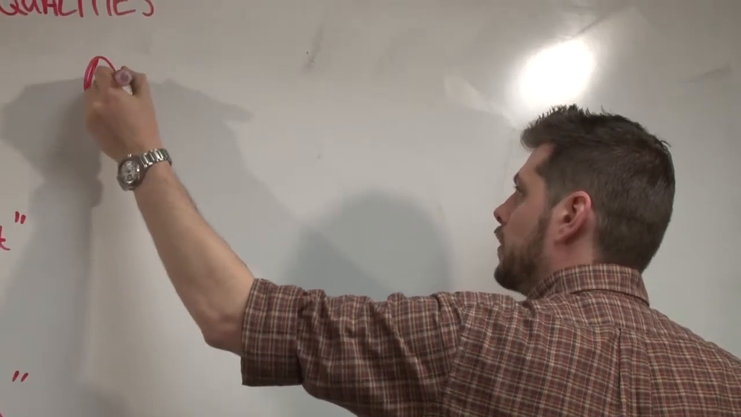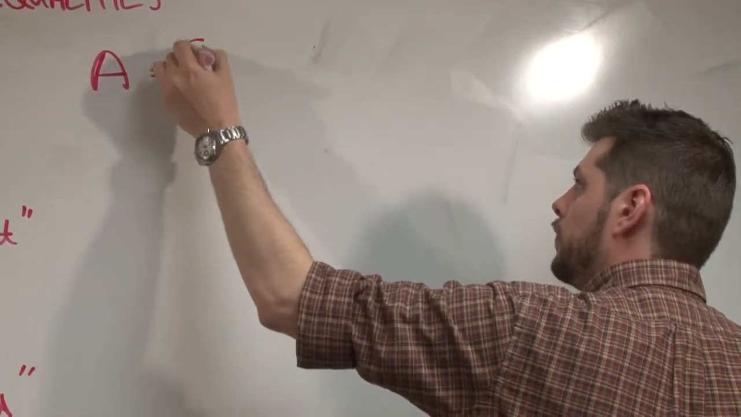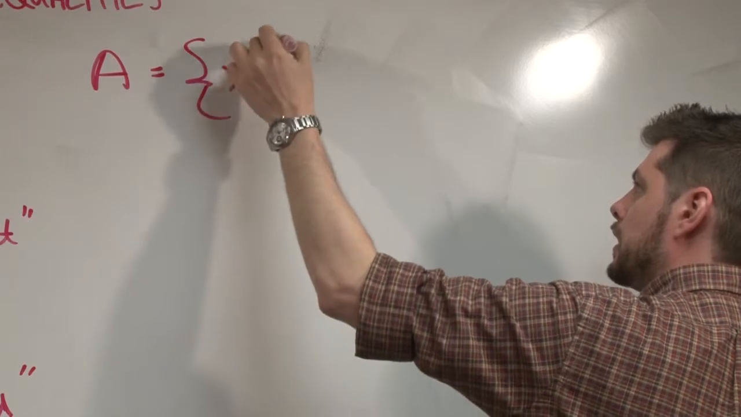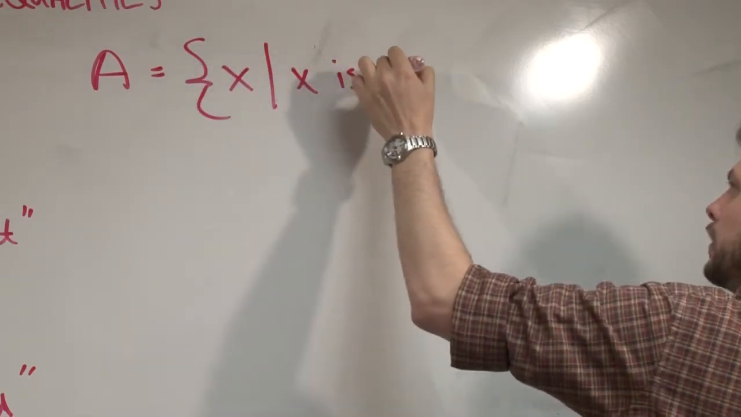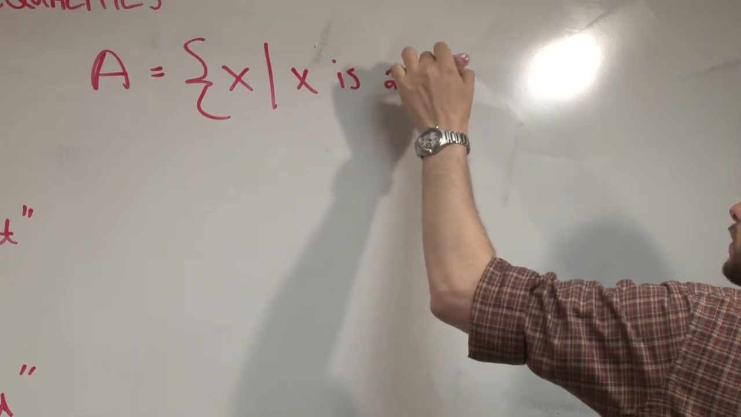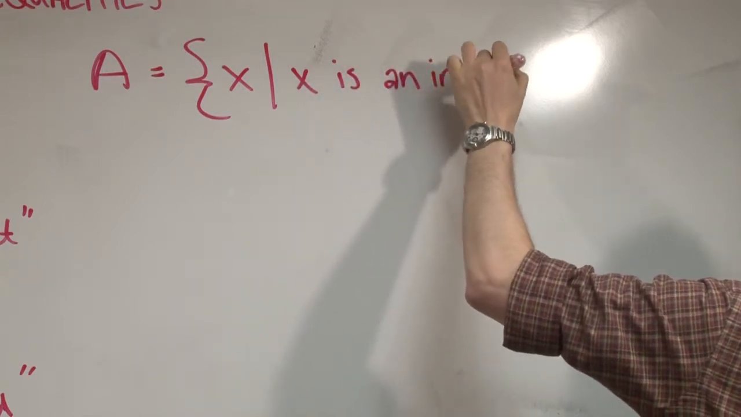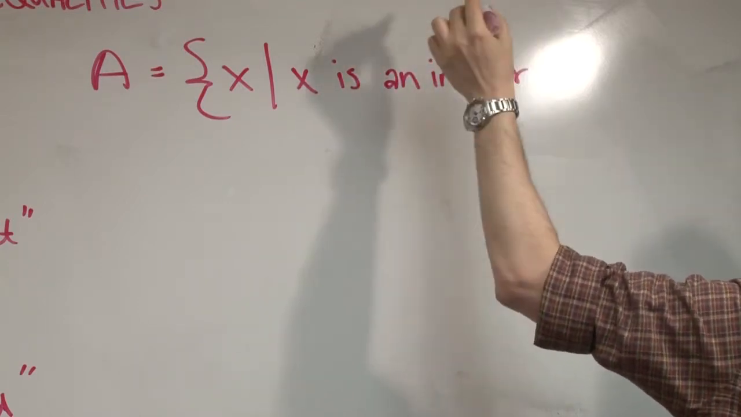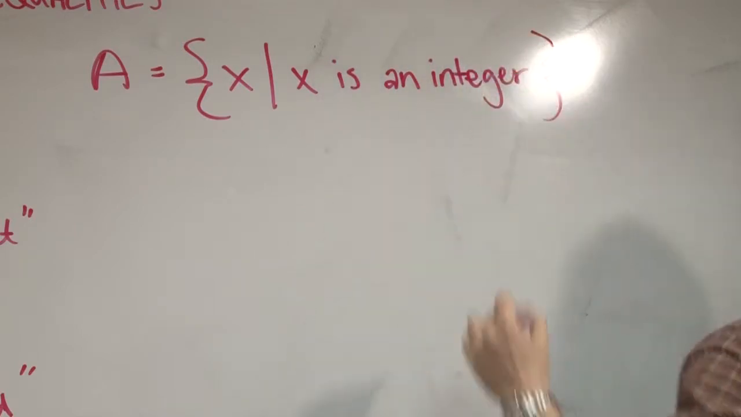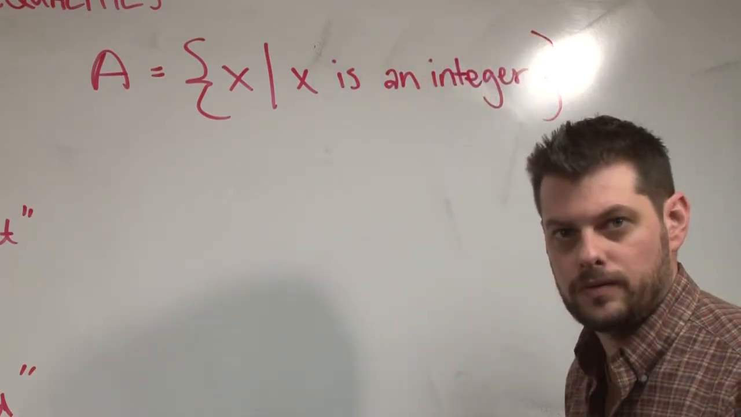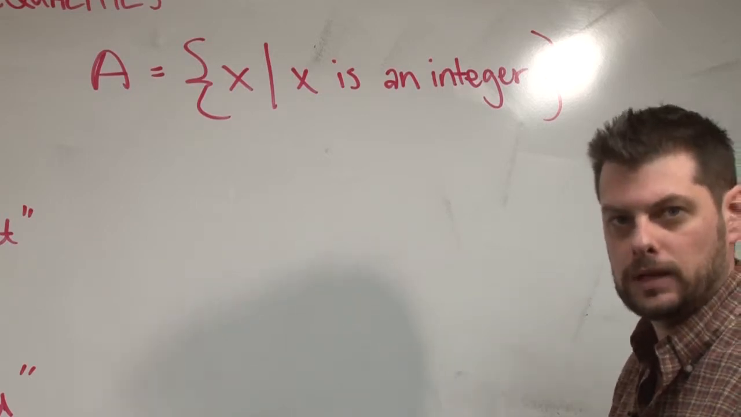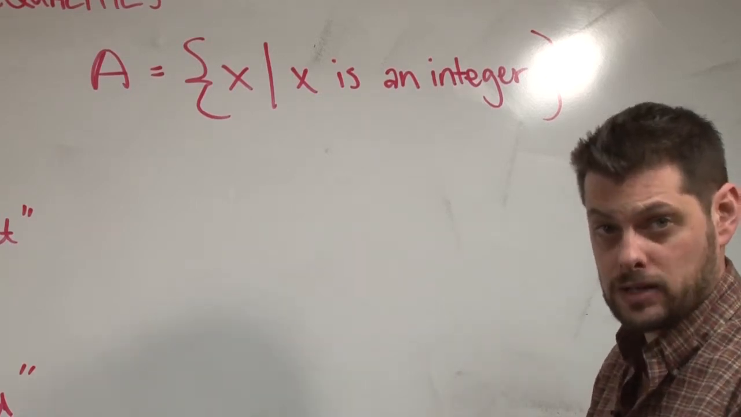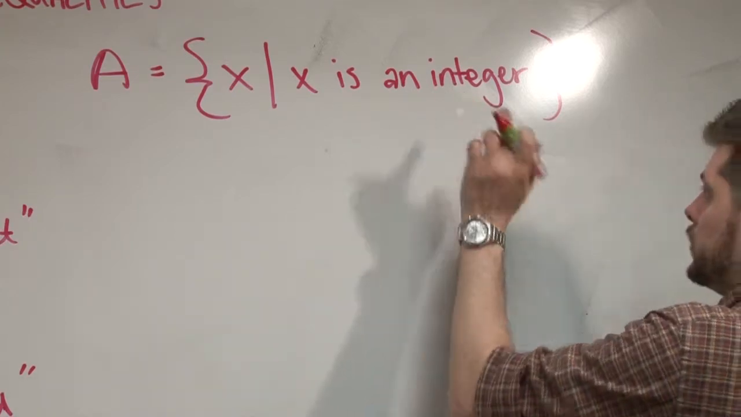So I have a set A of all x such that x is an integer. Okay? Integers are all the numbers from 0 to infinity that are whole numbers. So 0, 1, 2, 3, and nothing in between. No fractions, all right? So integers.